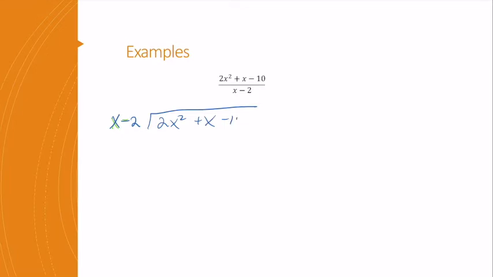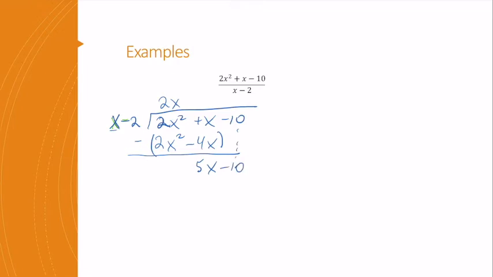So I look at my first term and I say, okay, what do I multiply x by to make it look like 2x squared? The answer is going to be 2x. 2x times x is 2x squared. 2x times negative 2 is a negative 4x. I then go ahead and subtract. My first terms cancel. x minus a negative 4x, that's x plus 4x, so I get 5x, and I pull down my next term.